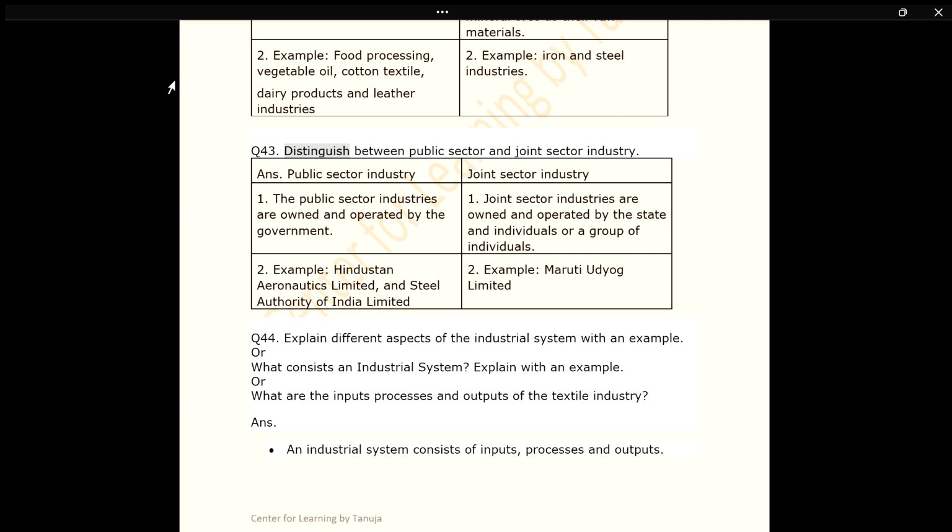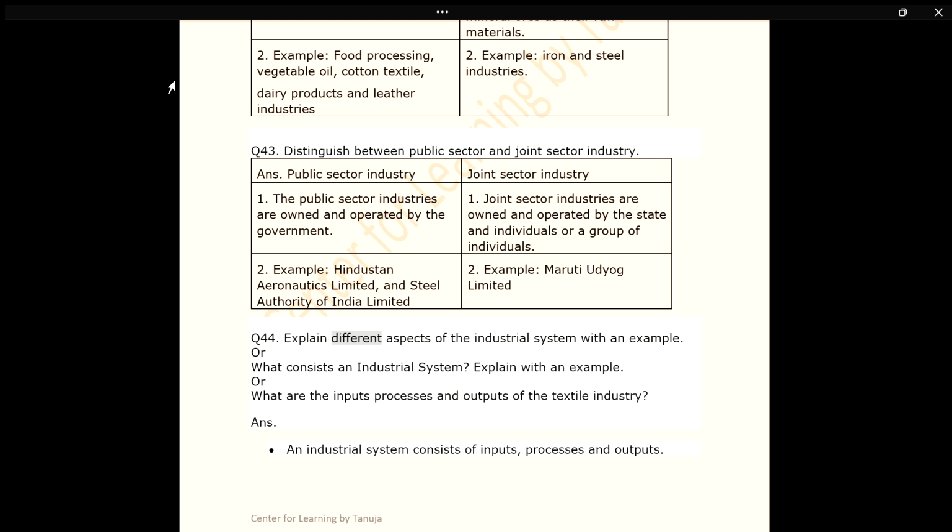Q43. Distinguish between public sector and joint sector industry. Ans. Public sector industry: 1. The public sector industries are owned and operated by the government. 2. Example, Hindustan Aeronautics Limited and Steel Authority of India Limited. Joint sector industry: 1. Joint sector industries are owned and operated by the state and individuals or a group of individuals. 2. Example, Maruti Udyog Limited.